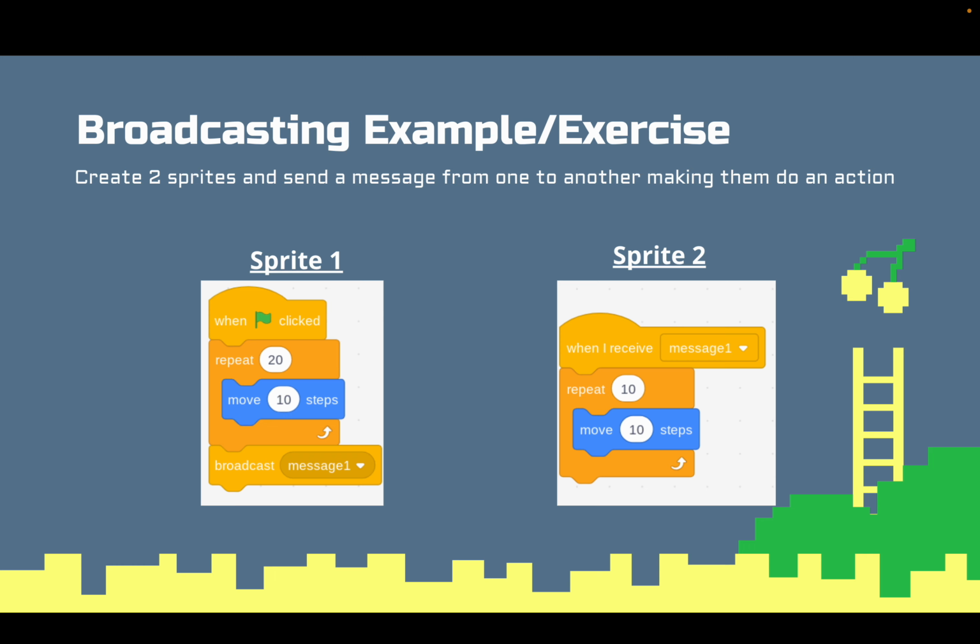Feel free to check your work and see if both your sprites did your action. And if they did, give yourself a pat on the back. Good job. I know it can be kind of complicated. If it didn't work, feel free to go and check your program again. Make sure you have at least one when green flag clicked and a broadcast message, and then when I receive message 1 in a separate sprite.